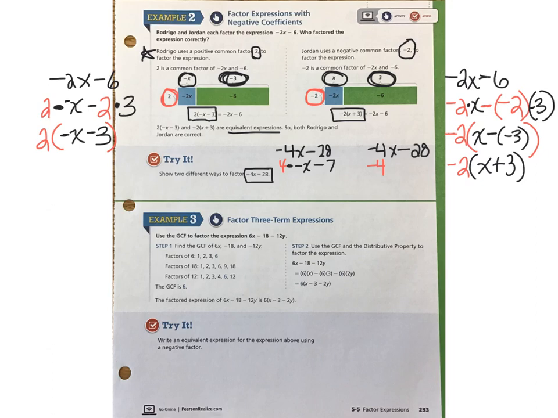Oops, hang on a second. Messed that up. Let's try that again. So I need the 4 times 7. There we go. So now when I rewrite this, I get the 4 out front, and inside the parentheses, I have the negative x minus 7.